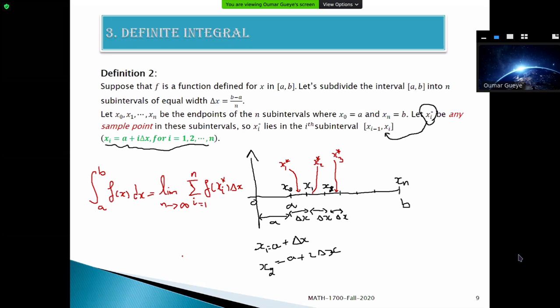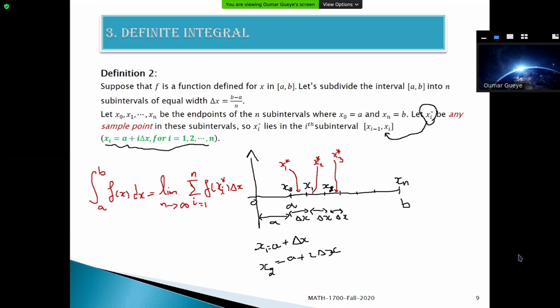If this limit exists, that value is what we call the definite integral, and we can conclude that the function f is integrable over the interval [a, b]. If the limit does not exist, the function is not integrable. So this is the definition of the definite integral.